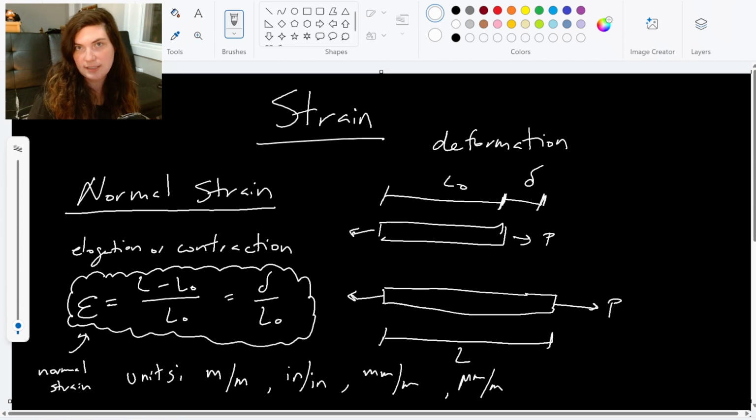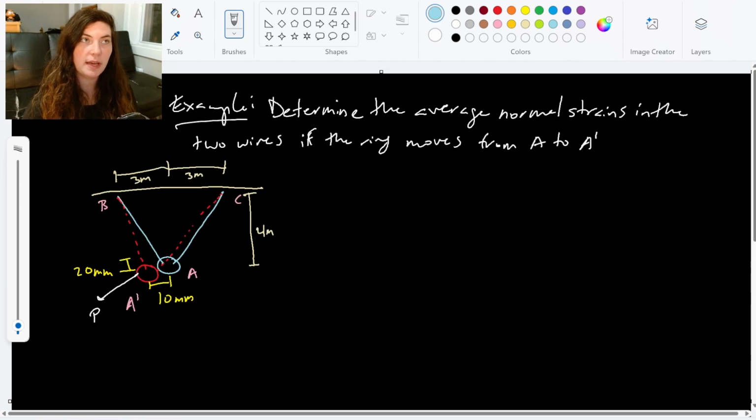So let's take a look at an example. So in this example, we have this ring hanging from the ceiling by wires AB and AC. And we want to determine the average normal strains in each of those wires if the ring is moved from A to A prime, right? So it's shifted over from its original position because of that force P by 10 millimeters in the X direction and 20 millimeters in the Y direction.